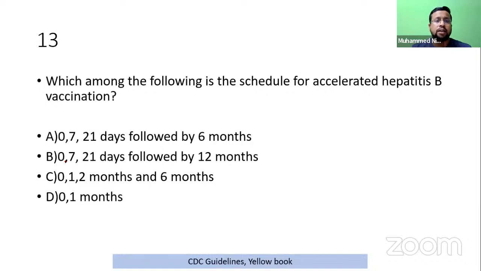Question number 13. Which of the following is the schedule for accelerated hepatitis B vaccination? The options are 0, 7, 21 followed by 6 months; 0, 7, 21 followed by 12 months; 0, 1, 2 months followed by 6 months; and 0, 1 month. So this is a controversial question. I admit that I am not very sure what the examiner intended with this particular question.